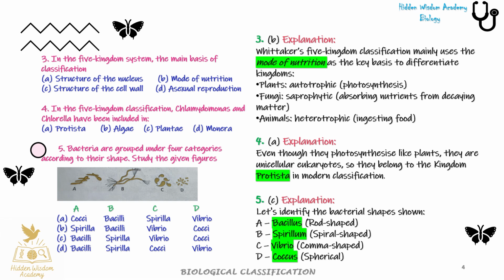Let's identify the bacterial shapes shown, as taught in the video lecture. A is bacillus, which is rod-shaped. B is spirillum, which is spiral-shaped. C is vibrio, which is comma-shaped. D is coccus, which is spherical. So, option C is the correct answer.